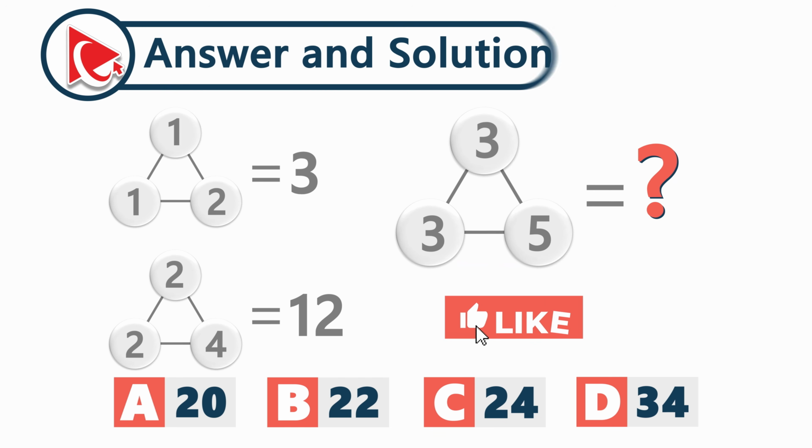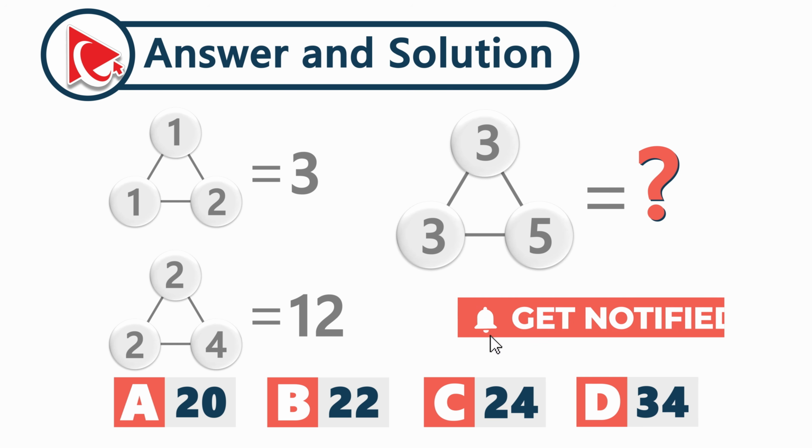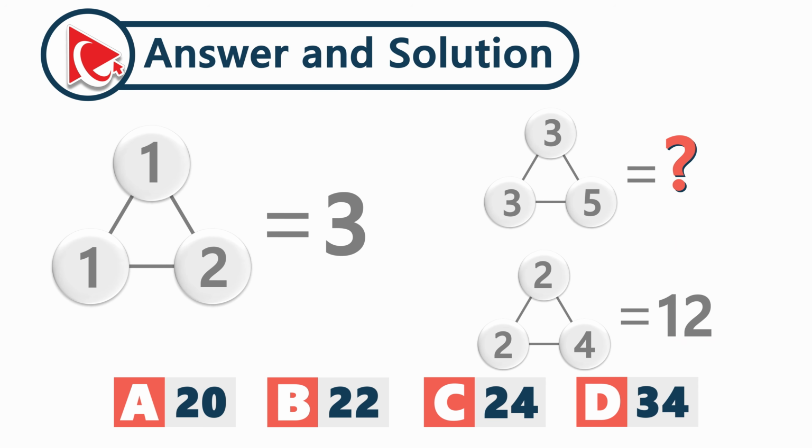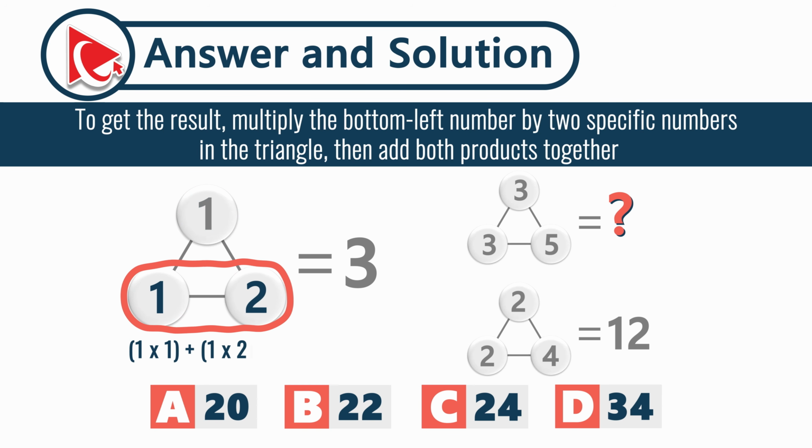The pattern here is simple but hidden in plain sight for most people. But I'm pretty sure you're the one who actually discovered it. Let's take a close look at the first expression. To get to the result, multiply the bottom left number by 2 specific numbers in the triangle, and then add both products together. 1 multiplied by 1 plus 1 multiplied by 2 equals 1 plus 2 and equals 3.